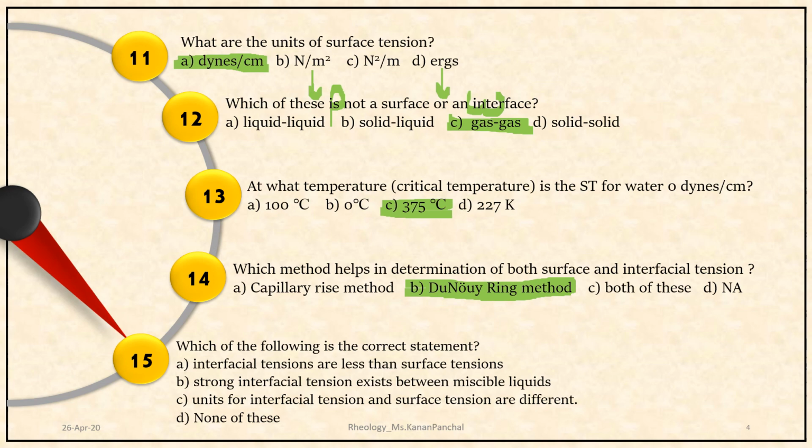Which of the following is the correct statement? Interfacial tension is less than surface tension. Strong interfacial tension exists between miscible liquids. Units for interfacial tension and surface tension are different, or none of these. Units for interfacial tension and surface tension are always same. So this option is eliminated. Strong interfacial tension exists between miscible liquids. No, this is wrong. Miscible liquids do not form an interface. So the point of having a strong interfacial tension is out of question.